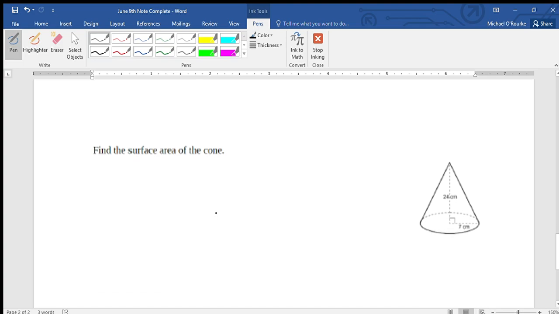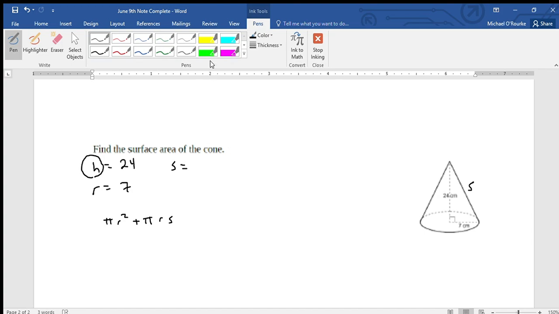Last one, surface area of a cone. Now, right now we have the height of our cone, which is 24. We have our radius of our cone, which is 7. So let's take a look at the formula. The formula is pi r squared plus pi rs. This h is nowhere in our formula, but we have an s. And the s is the slant. So we need to find out what that slant is.